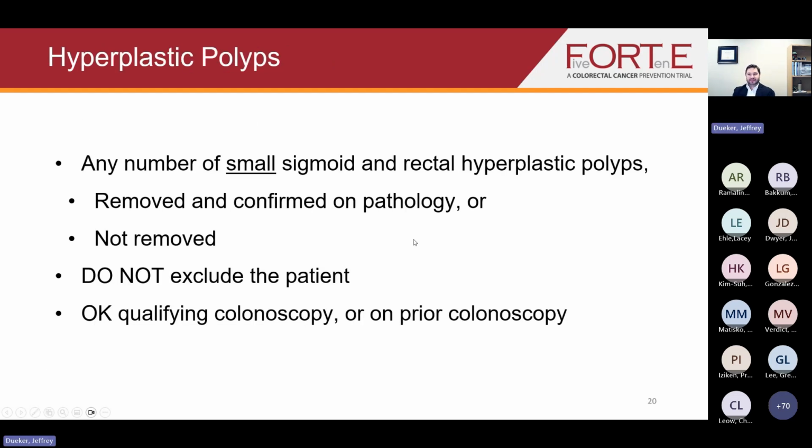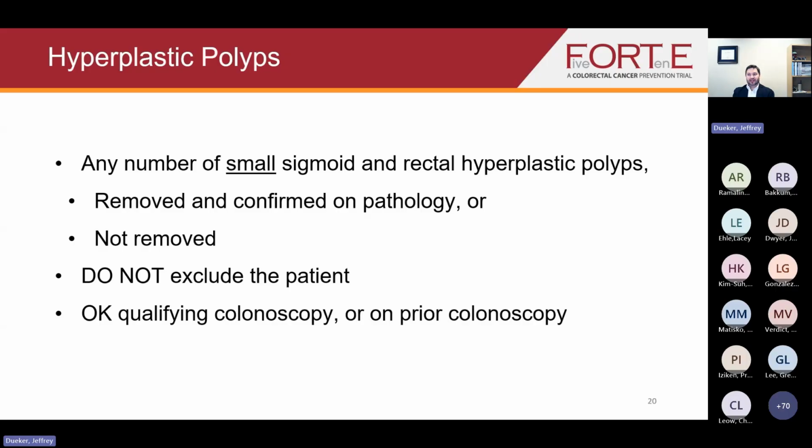All right, I know we talked about hyperplastic polyps a lot, but let's keep talking about them. Any number of small sigmoid or rectal hyperplastic polyps are okay. So as long as they're all small, the endoscopist may say that there were 5 of them. They may say there were multiple. That's okay. And that's true if they were removed. So you have pathology for 5 polyps in the rectum and they all say hyperplastic. Or like I said, if the endoscopist just says there were some there and I didn't remove them.